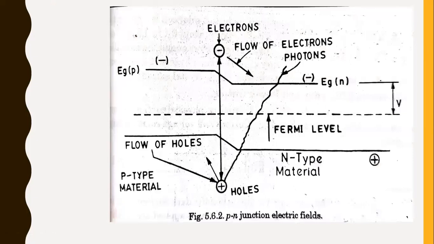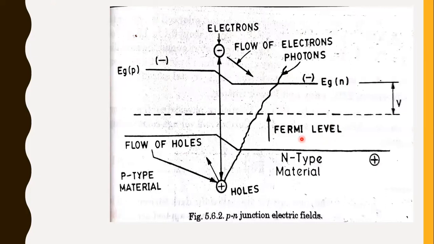This diagram shows how this PN junction provides an electrical field that sweeps the electrons in one direction and the positive holes in the other direction. If the junction is in thermodynamic equilibrium, then the Fermi energy, this is the Fermi level, must be uniform throughout the junction.